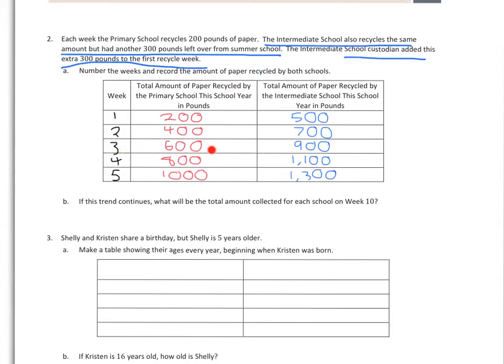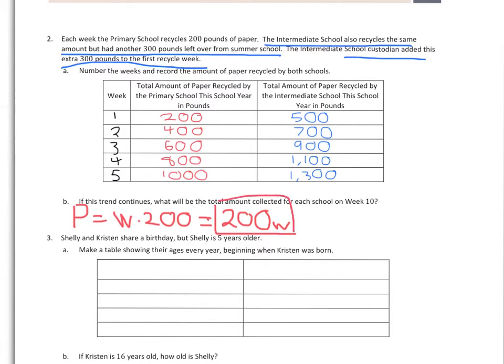So since we know that they're getting 200 pounds of paper every week, the primary school, and in this case I'm going to use a capital P for primary school, so that's going to equal the number of weeks times 200. Or we could actually say that is 200W, which would be a better way to write that, simplified with 200 for our coefficient. Now, this is the expression for the primary.